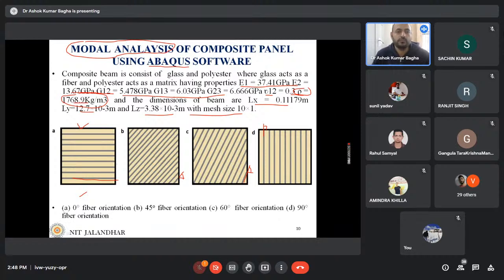And our objective is to see what happens when the fibers are oriented at 0 degree. What is the natural frequency of the system? When the fibers are oriented at 45 degree, what is the natural frequency of the system? When the fibers are oriented at 60 degree, what is its effect on the natural frequency of the system? And again, when the fibers are oriented at 90 degree, what effect does it have on the natural frequency as well as on the mode shape of the system? That is what we want to find out.